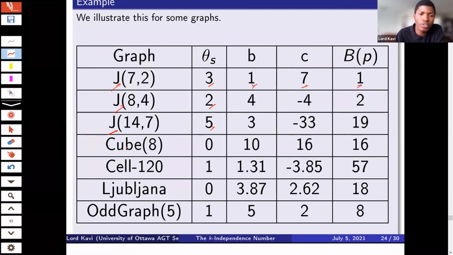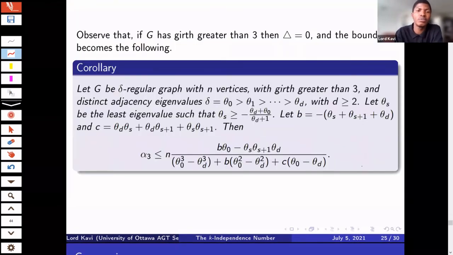Right? For the cube graph, the cell graph, and the cell 120 graph, the Blender graph, and then the odd graph, we can do the same. And then the bound gives us, for instance, for the odd graph, the bound gives us 8. And then for the Lubnian graph, we get 80. All right. So in the next, like I was saying earlier, the issue has to do with the W of P.